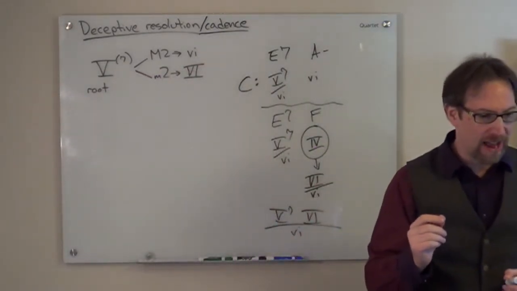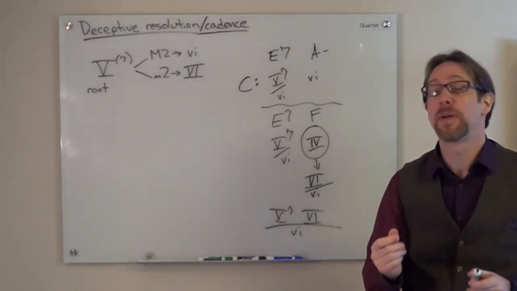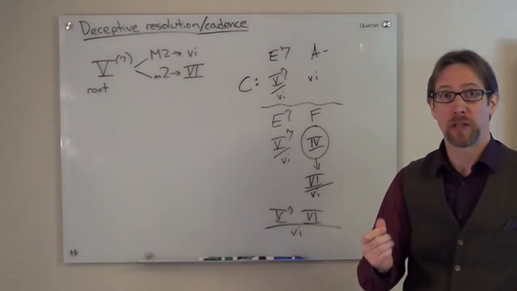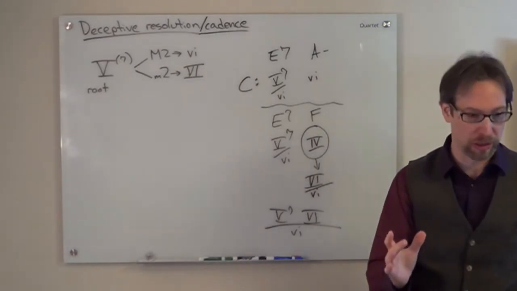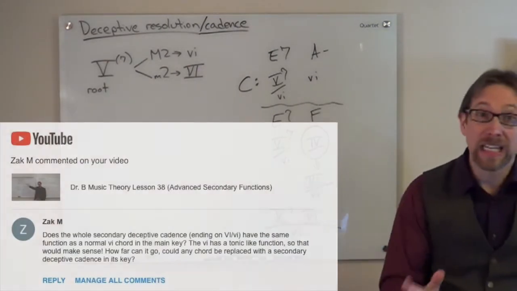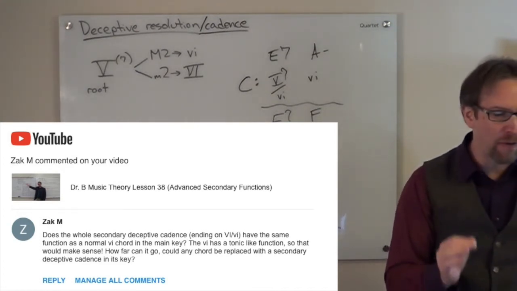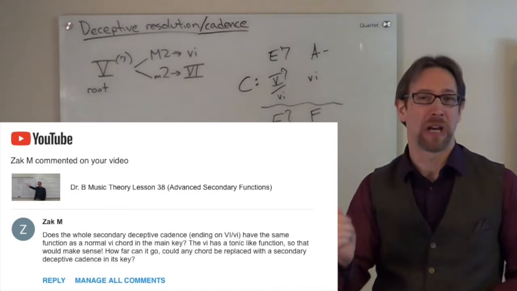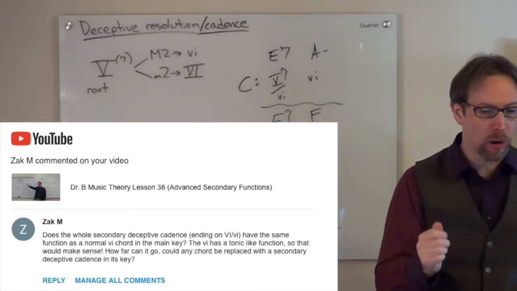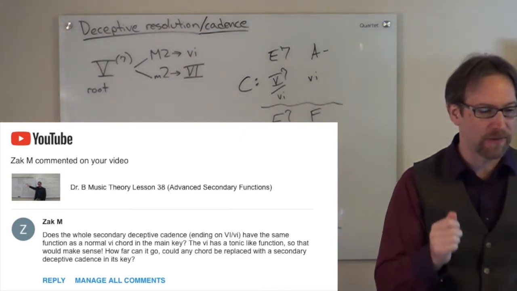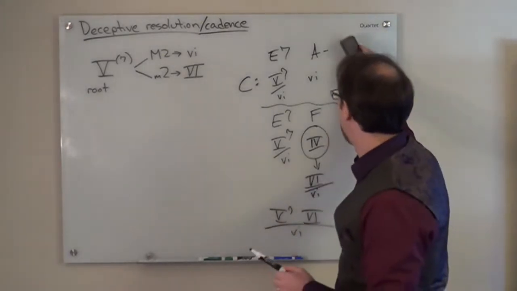So that's what Zak is referring to. And the idea, does it have the same function as a normal 6 chord in the key, is it's not the exact same, but it's very similar. And so what we're going to do shortly is look at what makes a deceptive resolution a deceptive resolution. Zak continues to write, the 6 has a tonic-like function, so that would make sense. How far can it go? That's a great question. How far can you take these ideas, these principles? Could any chord be replaced with a secondary deceptive cadence in its key? So, let's get to work on that.